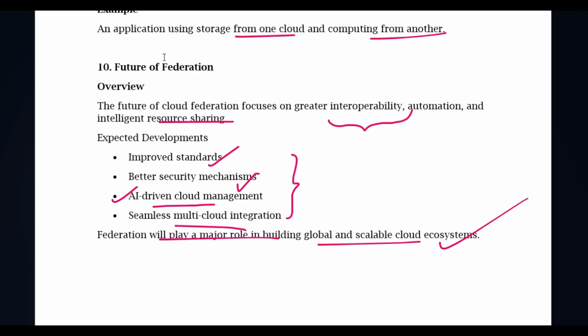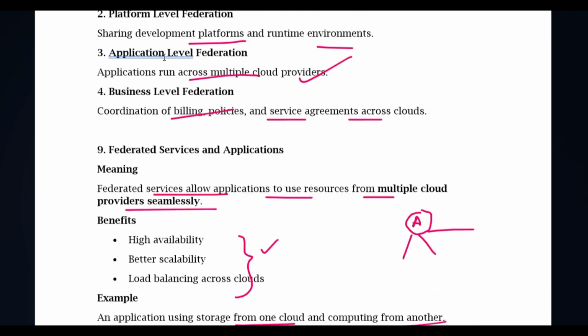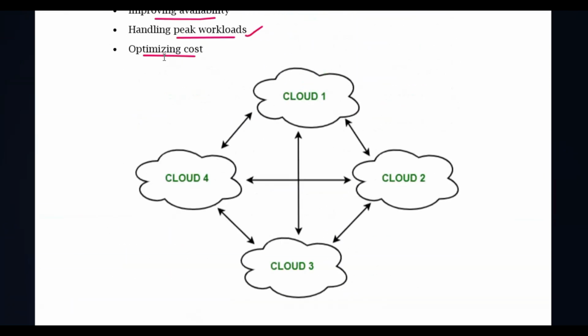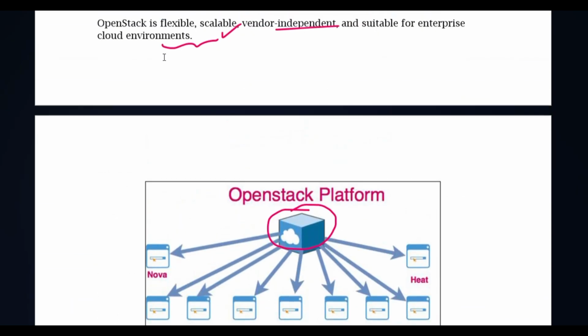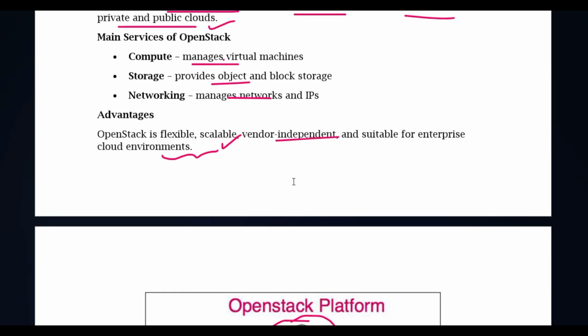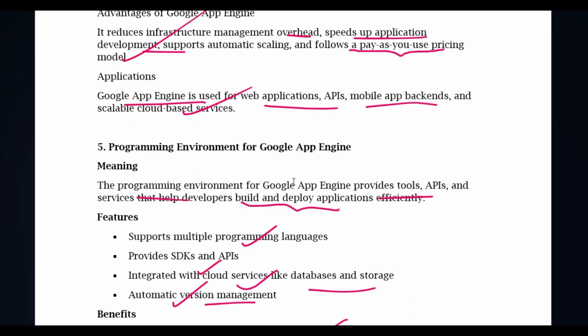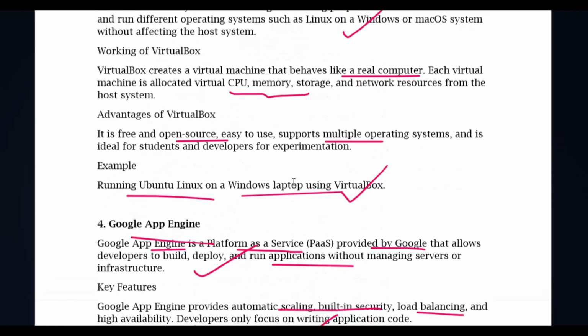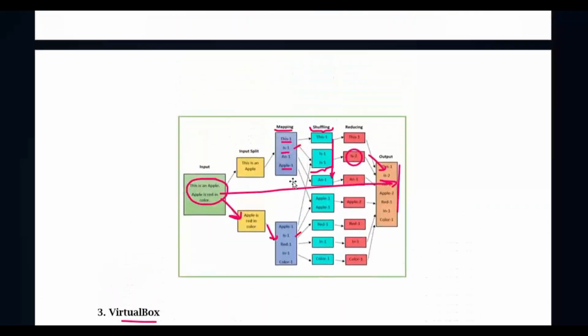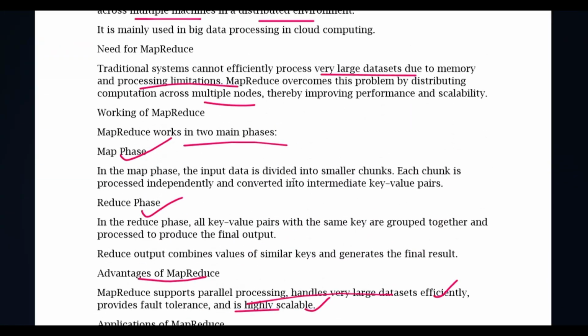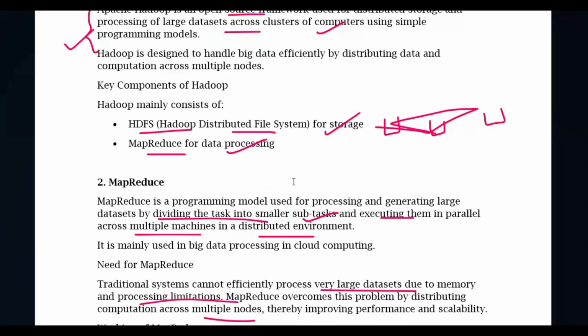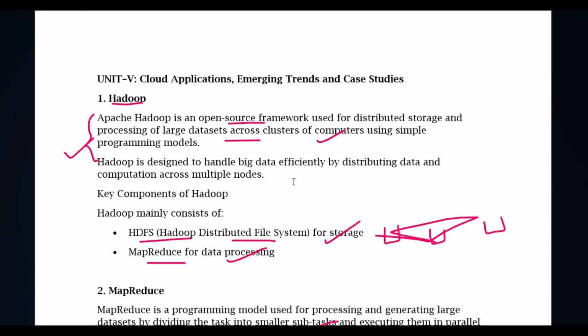Okay, so I hope I am clear in my point, and this is a really concise unit and I guess I am clear on all the topics. Federation is the main focus of this unit, so you can expect one question from it. OpenStack platform is still important. You can just skim that part. And MapReduce and Hadoop is, I believe, another important topic from this unit. With this, all the 5 units of cloud computing subject is completed.